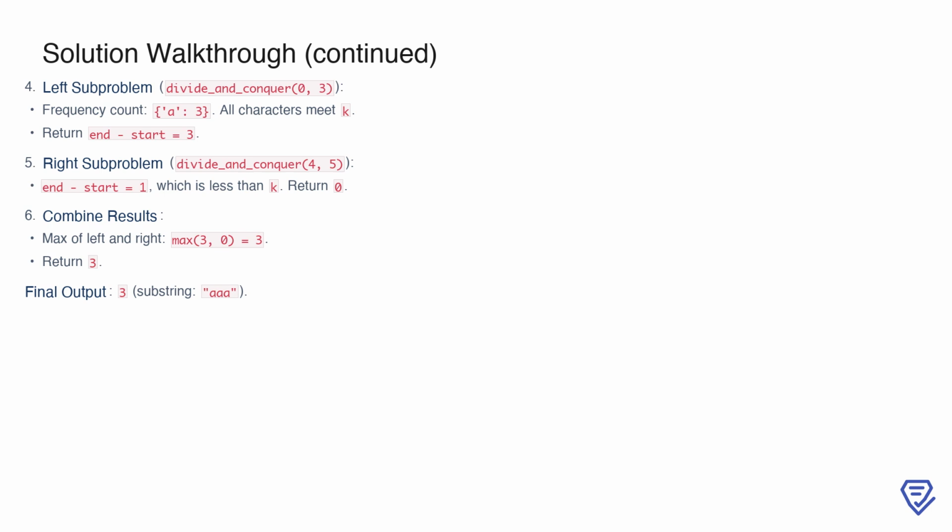Finally, we combine the results of the two subproblems by taking the maximum of their outputs. The left subproblem returns 3, and the right subproblem returns 0, so the result is max(3, 0) equals 3. This means the longest valid substring is of length 3, which corresponds to aaa. The final output for this example is 3.